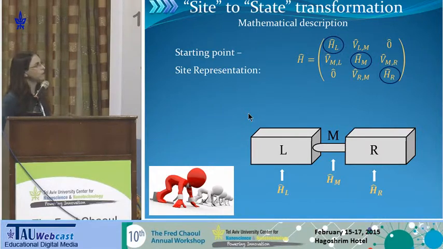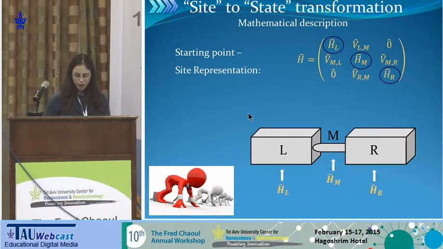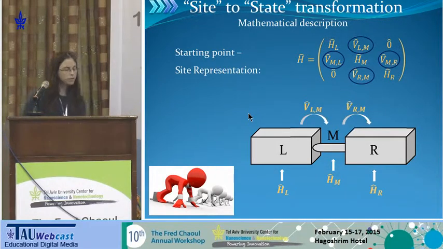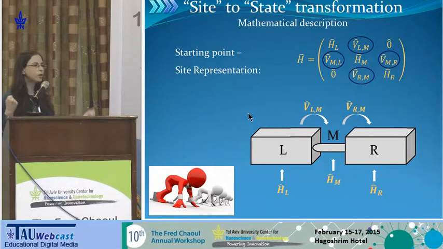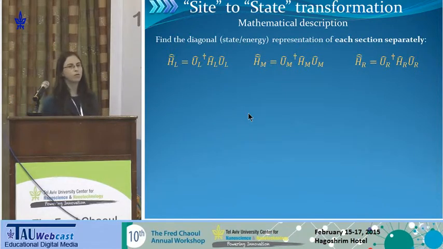HL for the left lead, HM for the molecule, and HR for the right lead. And we have the off-diagonal elements, the V's, which represent the couplings between the different parts. Now, at the next stage, we are diagonalizing each part of the system separately.